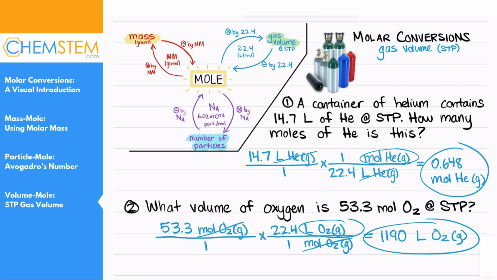So did we follow the rules here that were summarized by this chart? So we converted from moles to liters. To do that, we took our starting moles and we multiplied by 22.4 to get the volume of that gas at STP, which will be in liters by default. And yes, it checks out.